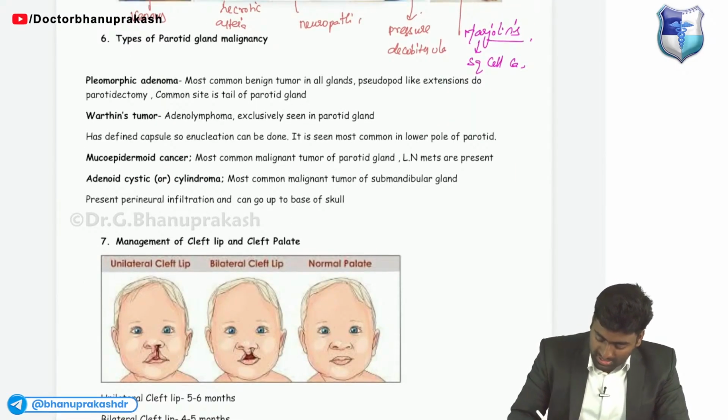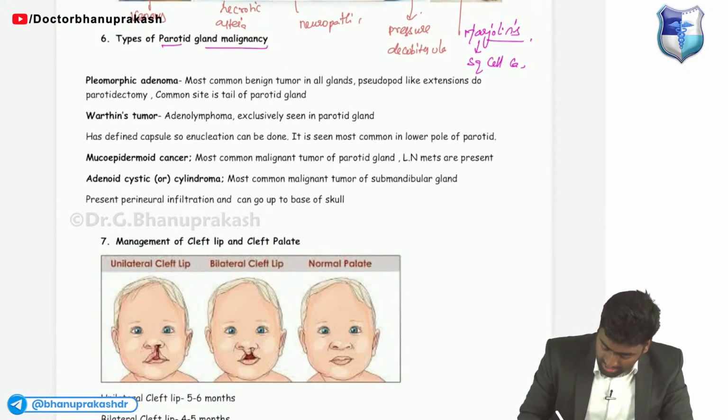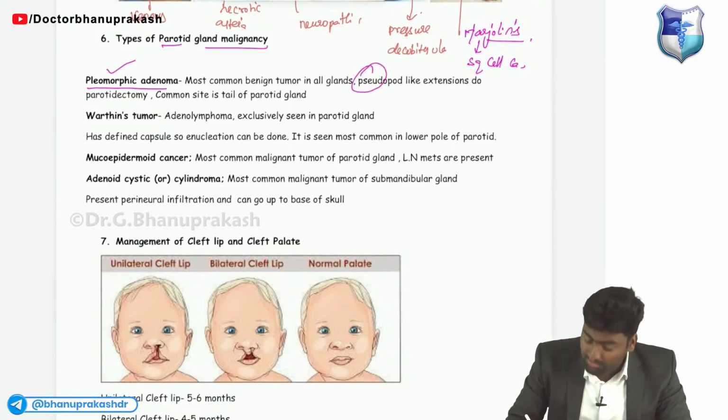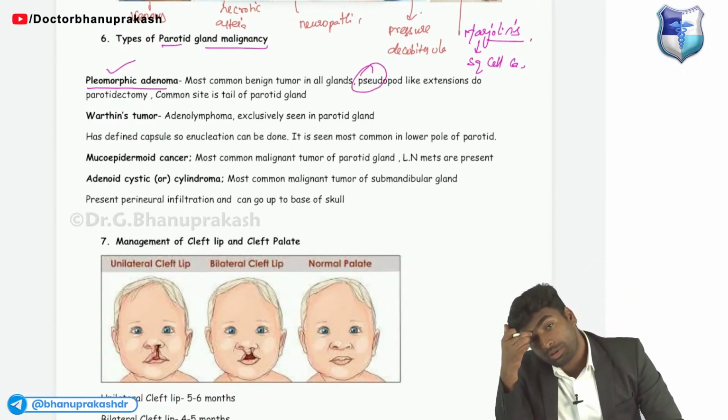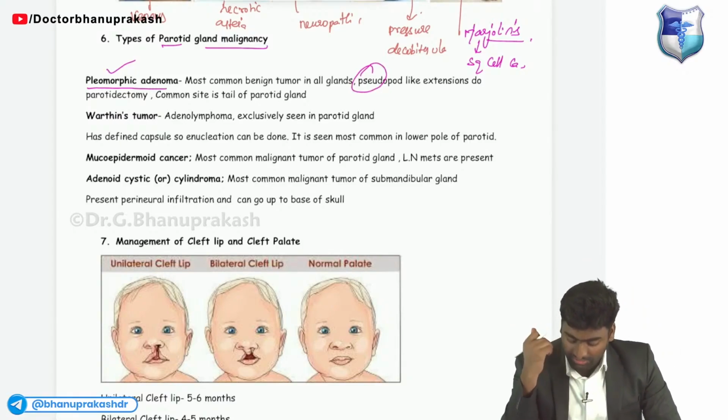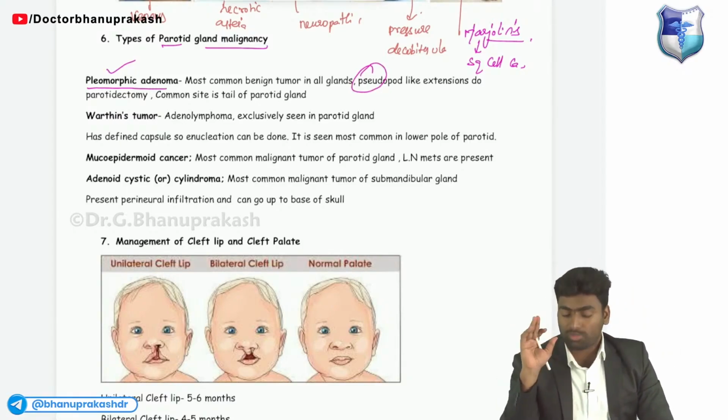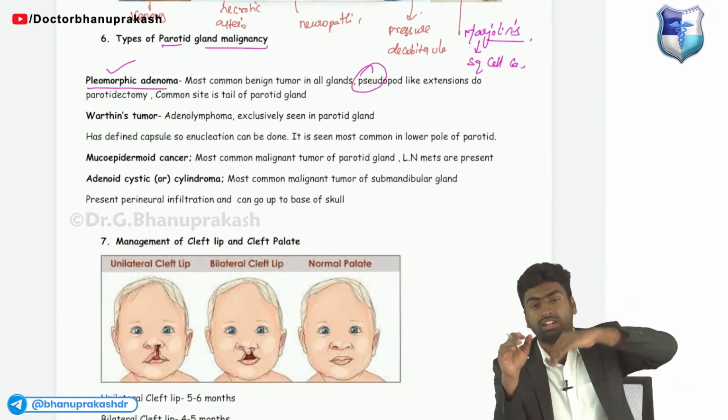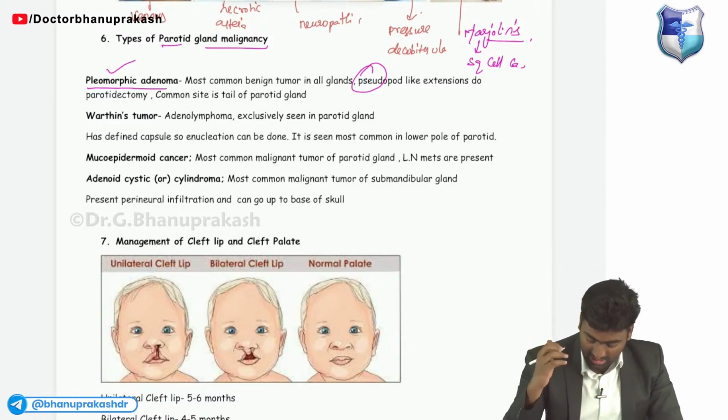Next, you need to know about this type of parotid gland tumors. The most common overall is this pleomorphic adenoma. And this pleomorphic adenoma, P for P, remember, it will be having the pseudopodia projections. So you should be careful enough while removing this, and you cannot do enucleation. So you need to do complete excision in such cases.